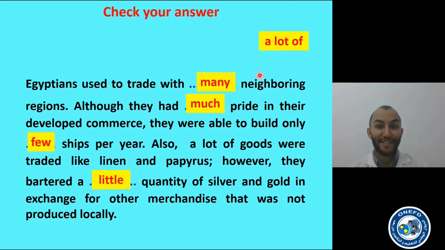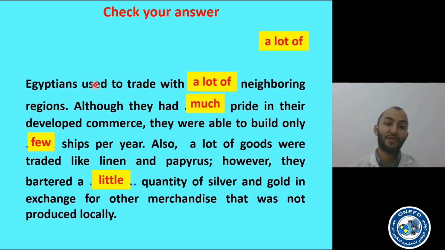What did we say about a lot? Yeah, a lot can be used with either countable nouns or uncountable nouns. That is why we are going to put it in here, because it replaces many as well.